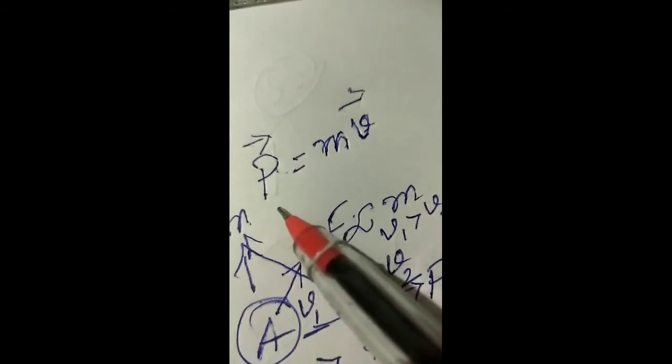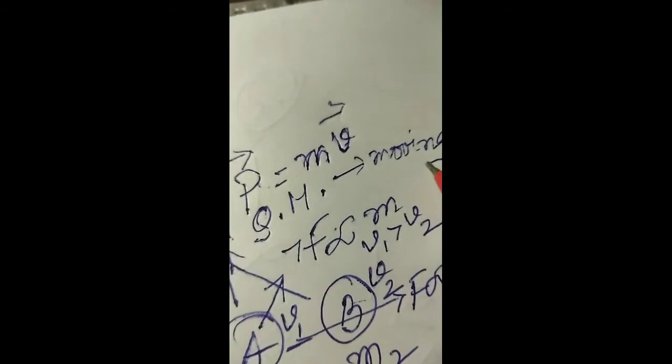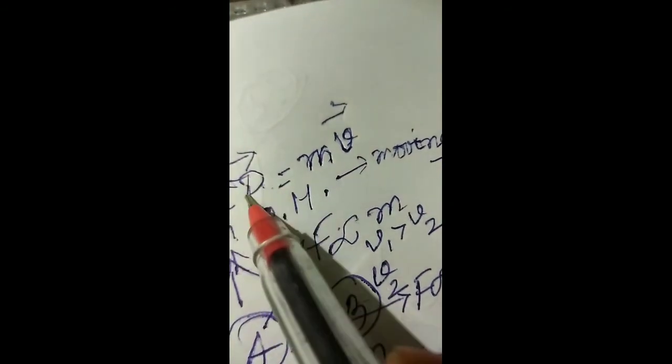So what is actually momentum? By definition, according to physics, it is the quantity of motion possessed by a moving object. The quantity of motion possessed by a moving object is known as momentum. And mathematically, momentum is nothing but the product of mass and velocity.